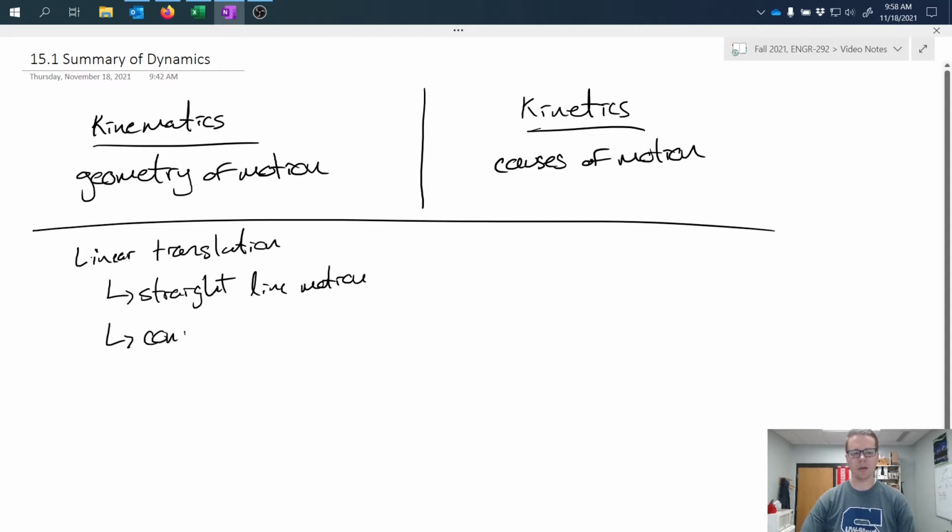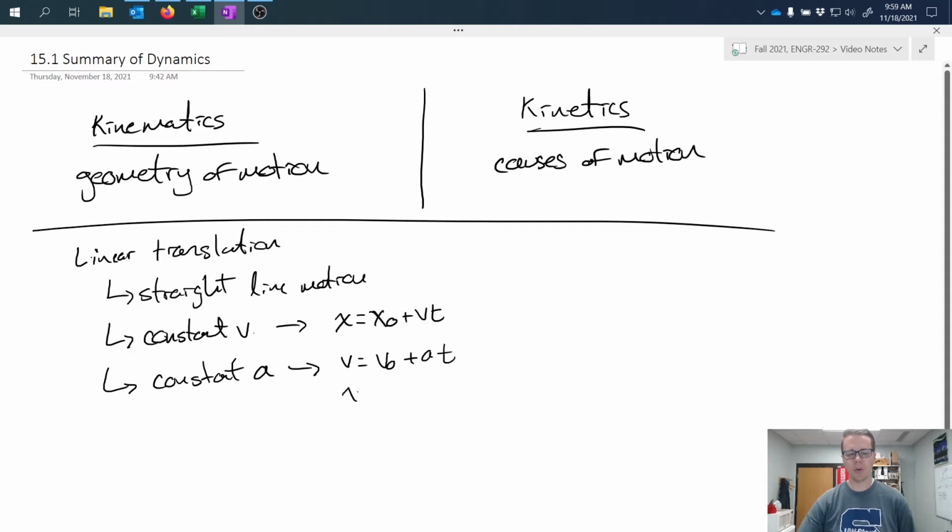such as constant velocity, as well as constant acceleration. And recall that constant velocity gave us an equation for position, which looks something like this, and constant acceleration gave us a similar looking equation for velocity, a new equation for position, and also a variation on these equations which removes time specifically from that system.